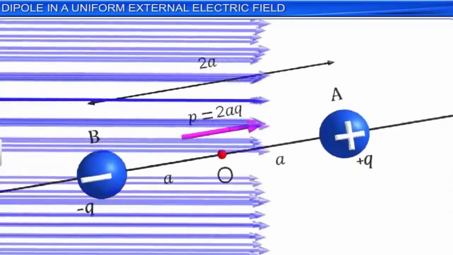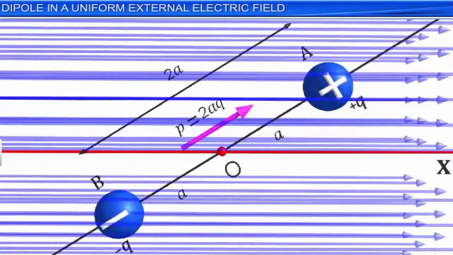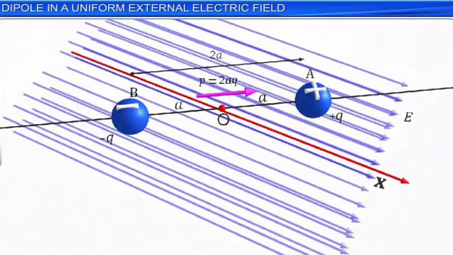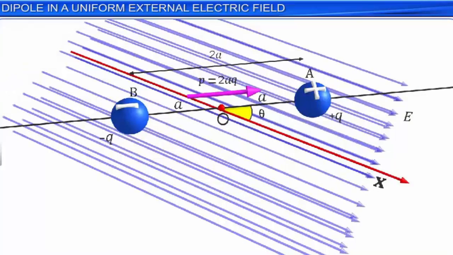Let the electric dipole be placed in a uniform external electric field of strength E, with its axis AB making an angle theta with the direction of the external electric field. Now, the charge +Q of the dipole experiences a force F equal to QE in the direction of the external electric field, and the charge -Q of the dipole experiences a force F equal to QE in the opposite direction of the external electric field.